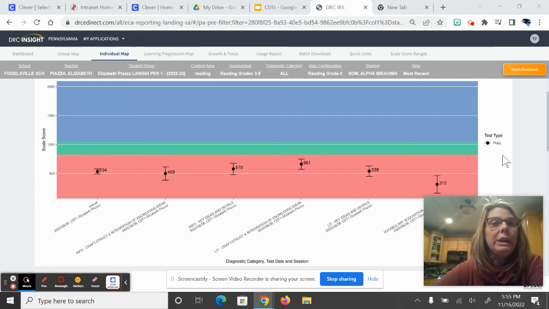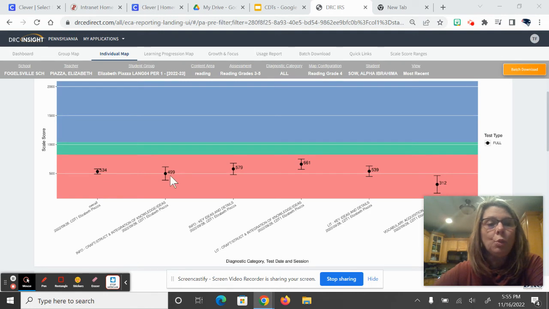All right, so we are now in the individual map, and I thought it would be best to walk you through it virtually so that you could see how this works. As you see, we have a student here. This is an ELA screening, and we have a student here who is in all red for his ELA CDT scores from the beginning of the year.